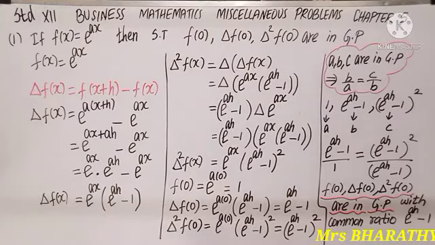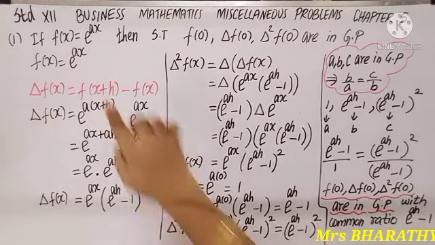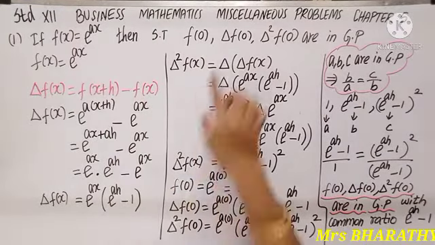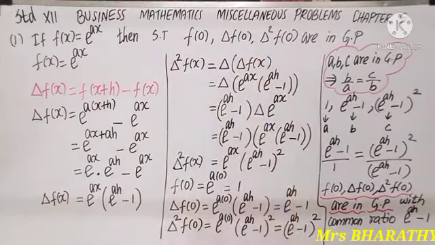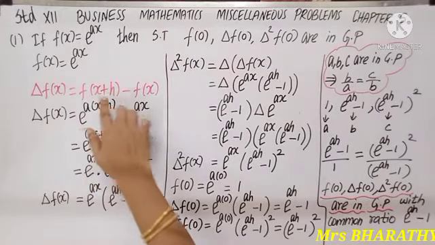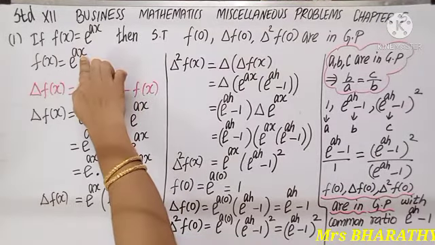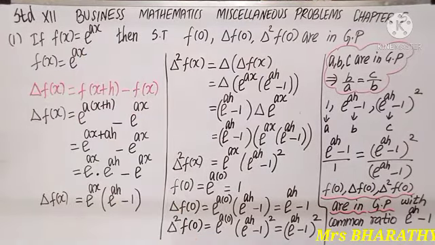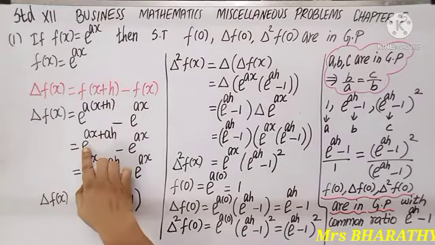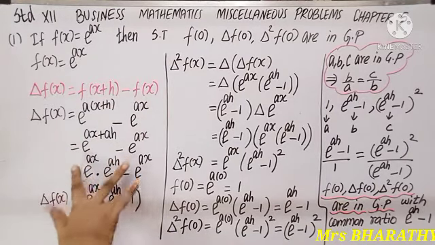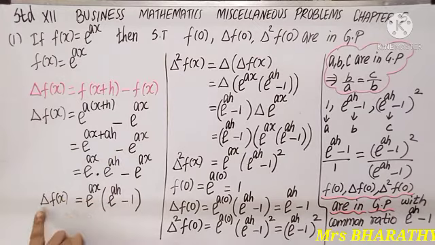Let us quickly rush through the problem. Given f of x is e power ax. The question is about delta and delta square. Delta f of x, we remember the formula: f of x plus h minus f of x. Wherever x comes, put x plus h. Multiply, split the terms, take the common term out, and we get delta f of x.